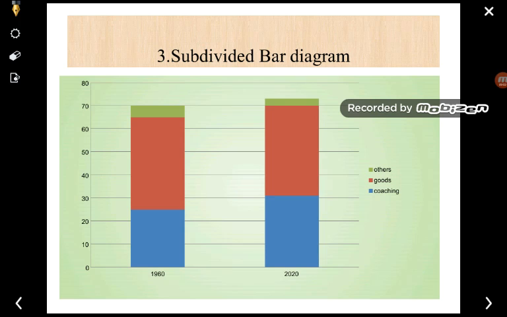Next is the divided bar diagram, or you can say the component subdivided bar diagram. This is the last, the third type of bar diagram, the subdivided one. It means a rectangular bar is again divided into different components. Here a single bar which represents the total is again divided into three different components.